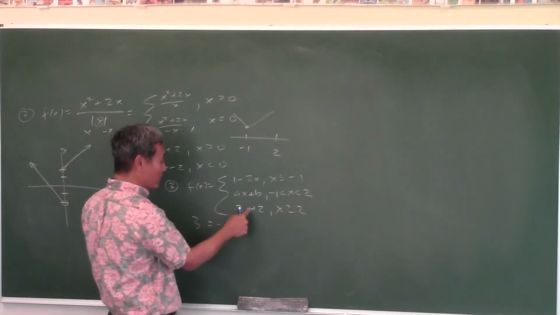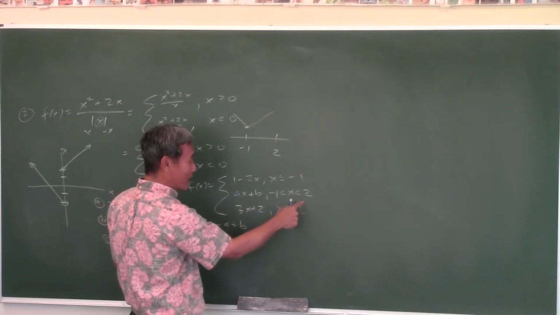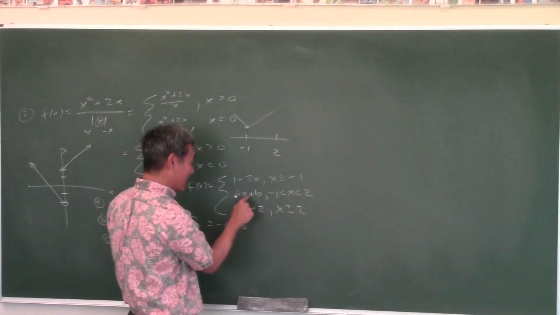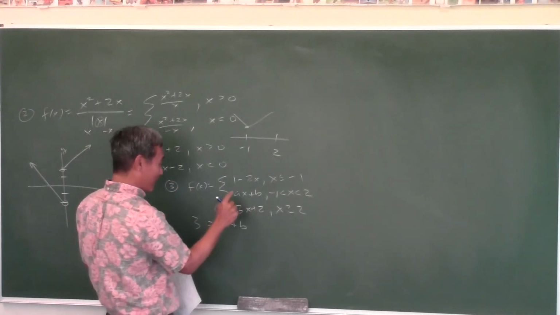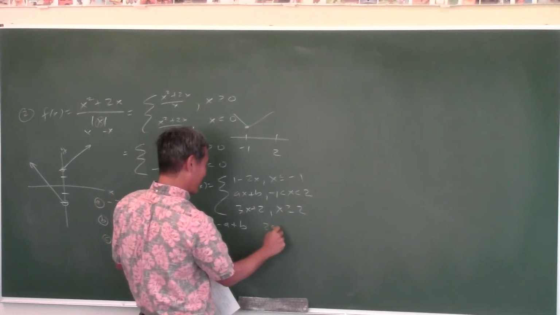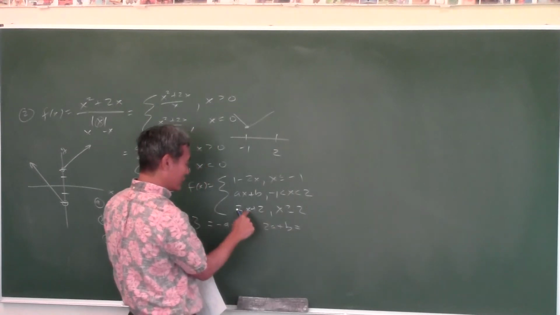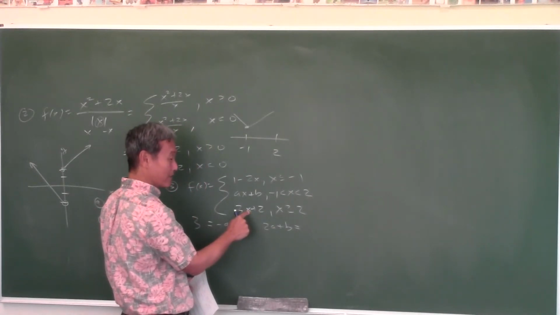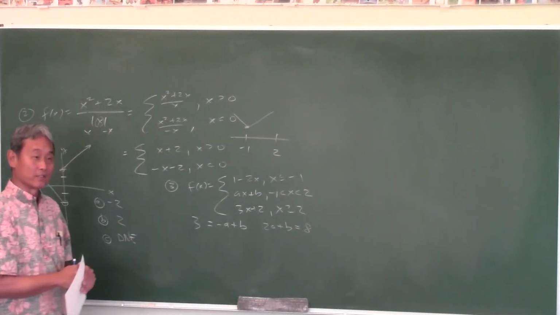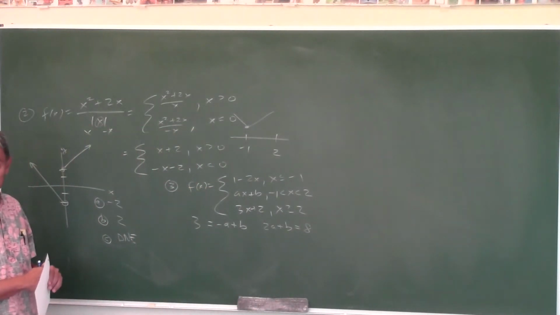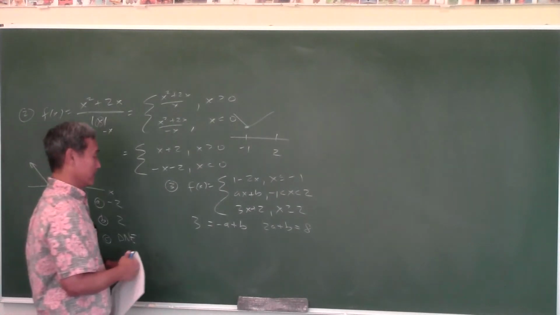And then these two pieces meet when x is 2, right? So if I plug 2 in for x here and 2 in for x there, you gotta get the same number. So if I plug 2 in for x there, you get 2a plus b. And if you plug 2 in for x there, you get 8. And then you just solve these equations. And do you need help with the algebra? No. I think you do.